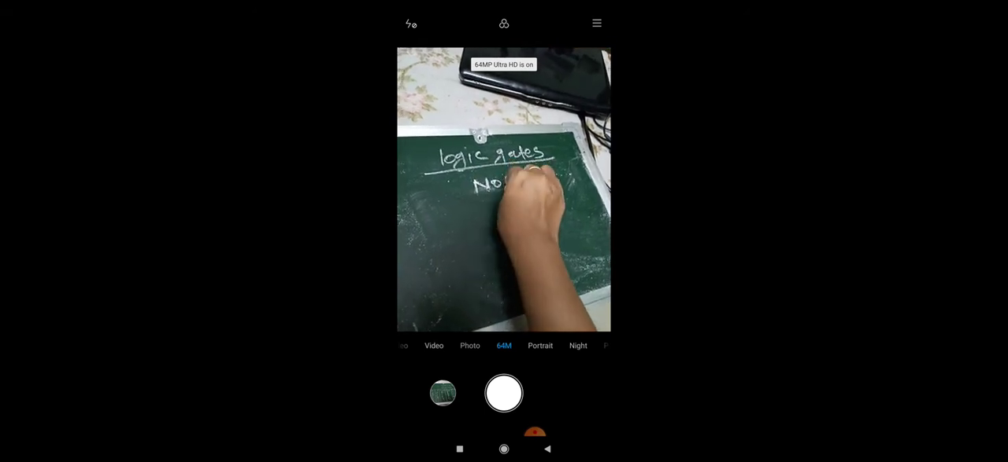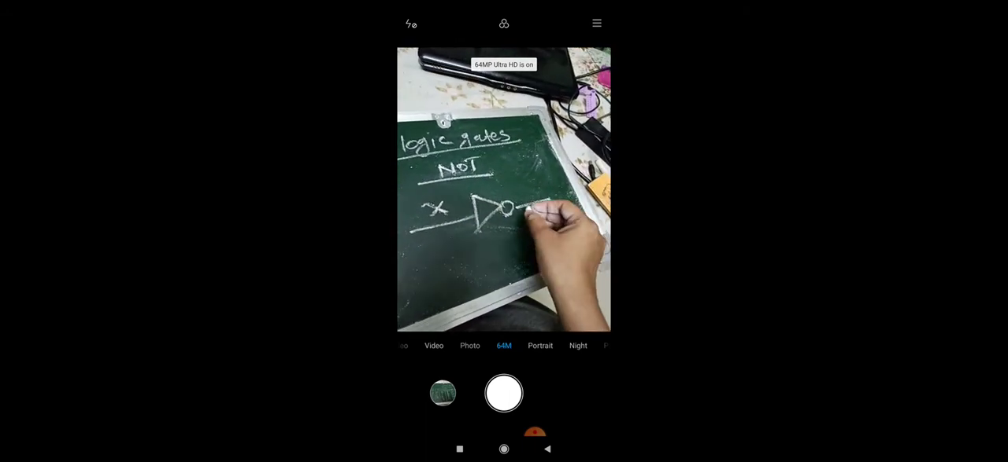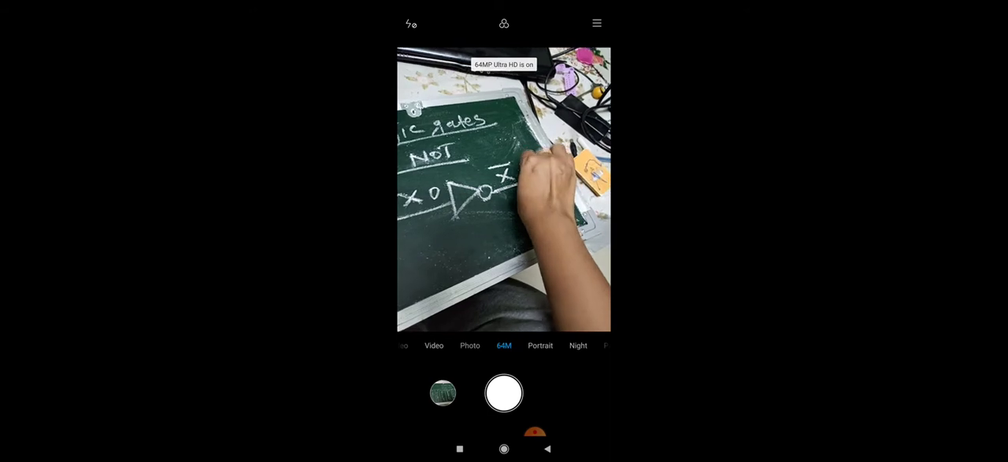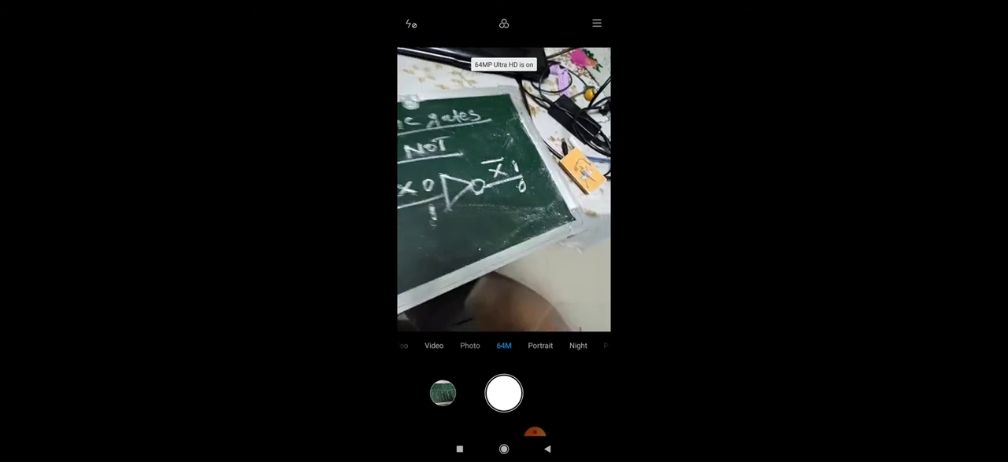Next, for the NOT gate. If we pass x here, an inverter should be there and we get the value x complement. If we pass 0 here, we get 1 here. And if we pass 1 here, we get 0 here. This is for the NOT gate.